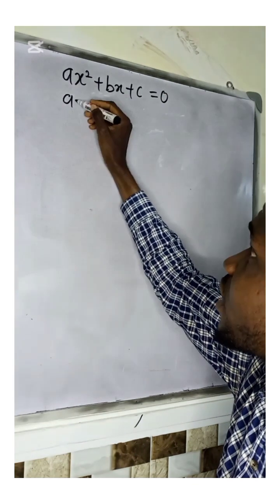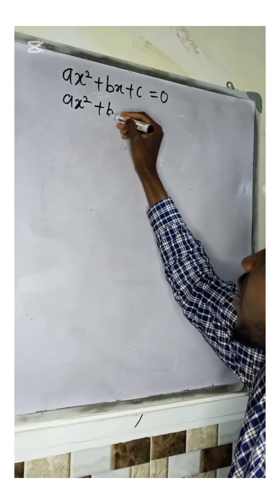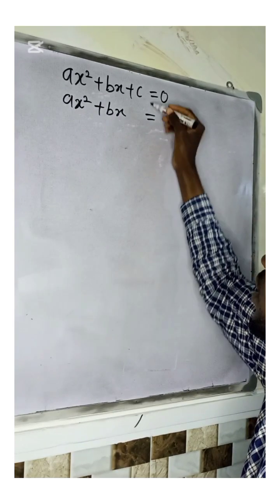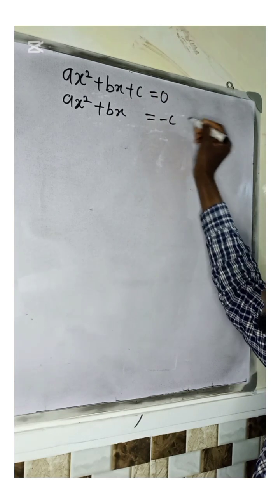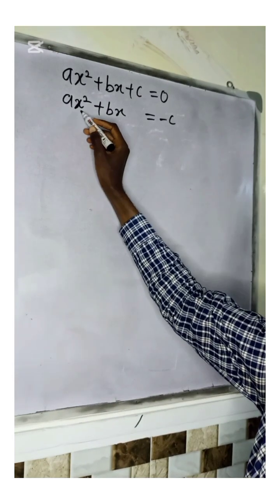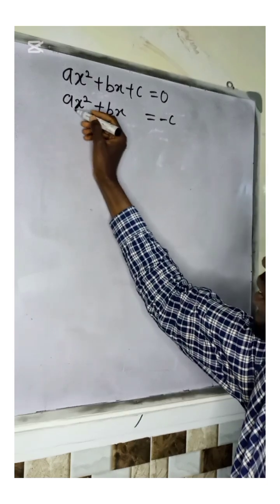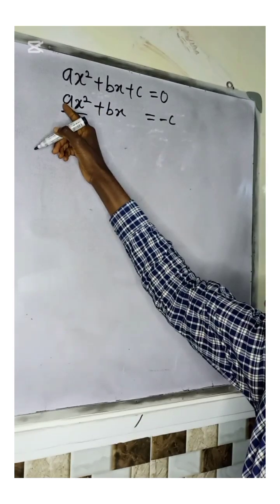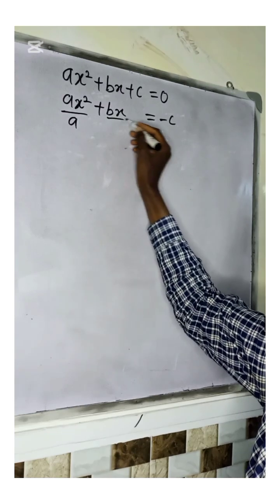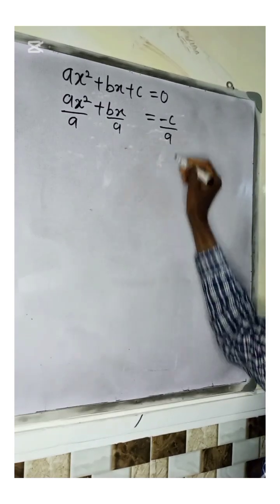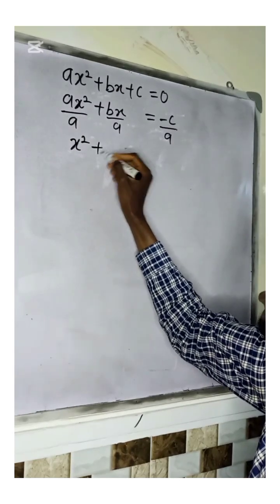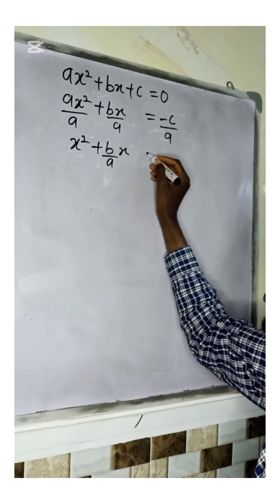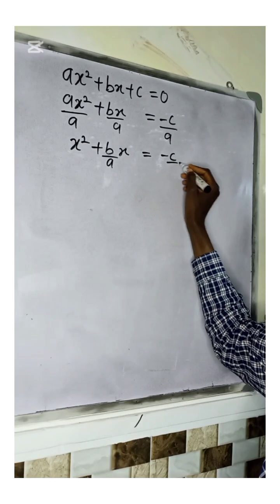So we have ax squared plus bx equal to, now when c goes to the right hand side, it is positive here, but when it comes over, it becomes negative c. The next thing to do is to divide through by the coefficient of x squared. What's the coefficient of x squared? It's a. So over a, over a, over a. This will cancel, and we'll be left with x squared plus b over a x equal to negative c over a.